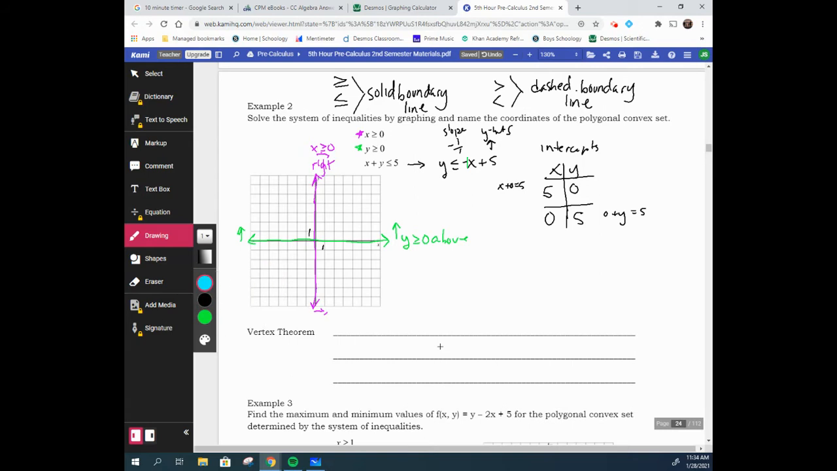So I start at 5 on the y-axis, and then from here I'm going down 1 to the right 1, down 1 to the right 1, down 1 to the right 1, and so on. If I wanted to graph with intercepts, my x-intercept is 5, so I put a point at 5 on the x-axis. My y-intercept is 5. You see how no matter how you think of it, you end up with the same line.